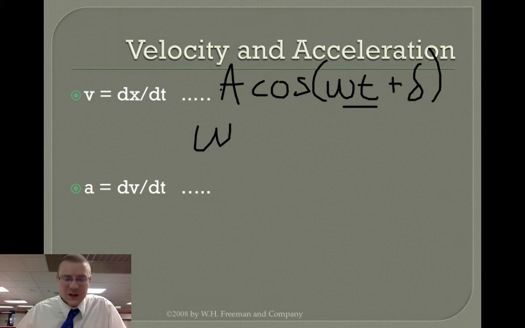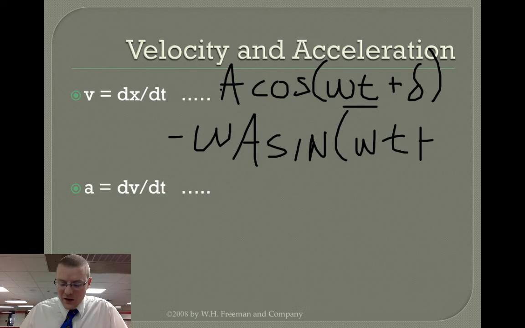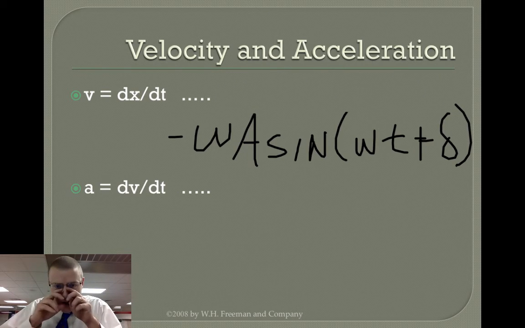So omega comes out front, but then I have to multiply that by everything else outside. The derivative of the outside, the cosine of omega t, becomes negative sine. So the velocity of an object as it goes through simple harmonic motion becomes negative omega A multiplied by sine of omega t plus delta. So the velocity doesn't follow cosine, displacement follows cosine. Velocity now seems to follow a negative sine graph.